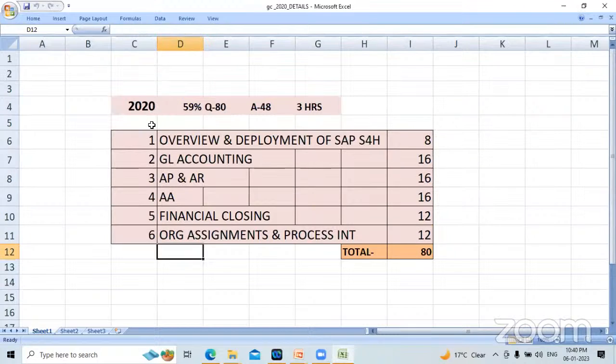See, this is the 2020 release of S/4HANA. Okay, 6 topics you are going to have. Total 80 multiple choice questions will be there. No negative marking. And 48 questions you need to clear. And 3 hours you are going to get.